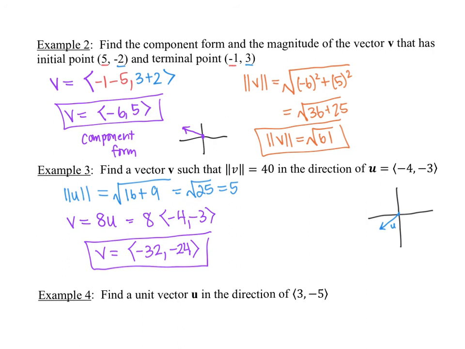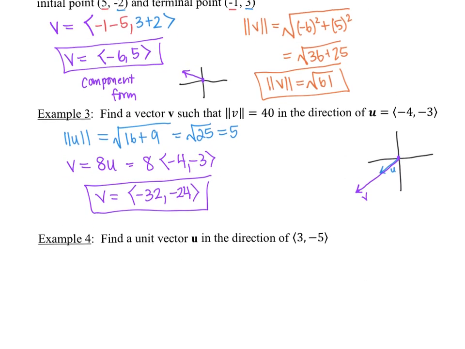Okay, so that was u. If I did negative 32, 0, 0, negative 32 to negative 32, negative 24, that's going to be somewhere out here, which means vector v is going the same direction, but it's actually 8 times as long, which is what I was going for. If you want to verify the magnitude, you could do this squared plus this squared and then square rooted. It should give you a result of 40.